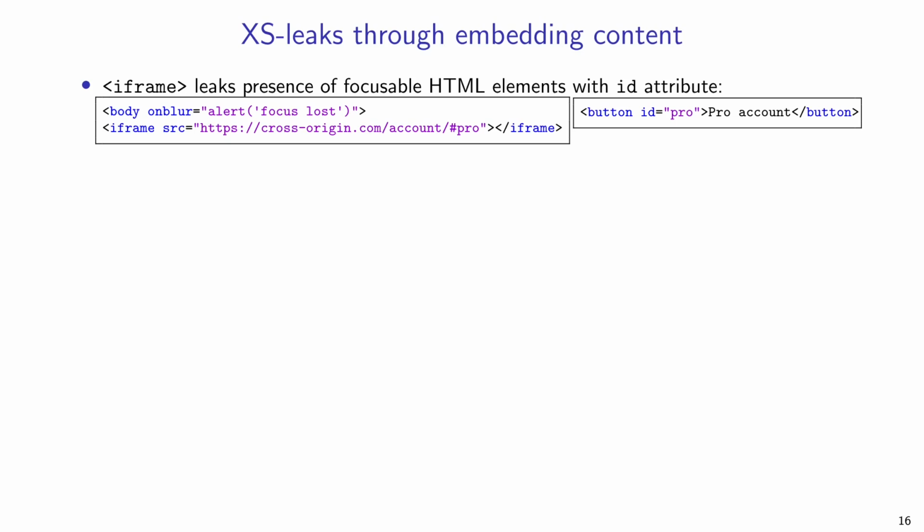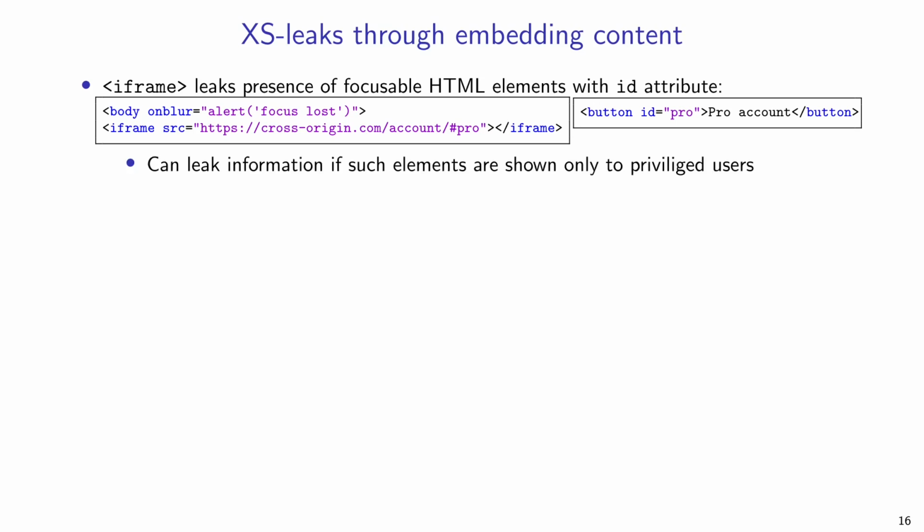And as a result, the attacker's website will lose focus, which will trigger the blur event. So if the attacker's website receives a blur event, the attacker knows that the iframe was focused, which means that the ID equals pro element does exist in the embedded page. So this can leak information if such elements are shown only to privileged users. And as you can see, this is quite a powerful access leak since most websites do show different content depending on the user's privileges. Another risk here is that short secrets such as tokens or flags placed in the ID attribute could be simply brute forced by trying this technique with many different values.